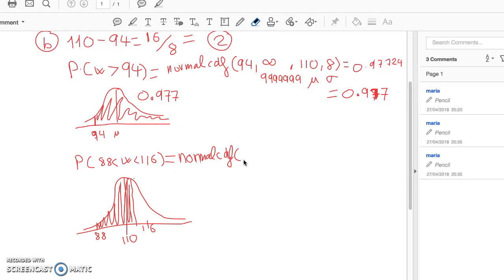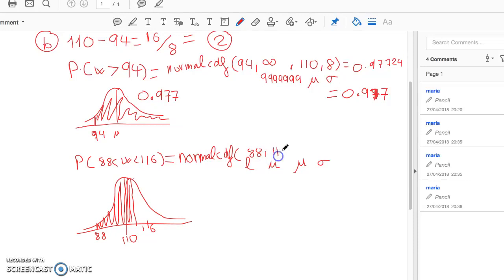Now, if I want a value, I need to use the calculator. I need to use the normal CDF function again. Remember that you need to start with a lower value, an upper value, the mean, and the standard deviation. That's what you put in your calculator. There is no need to put an infinity. Now it's very clear. The lower value is 88.